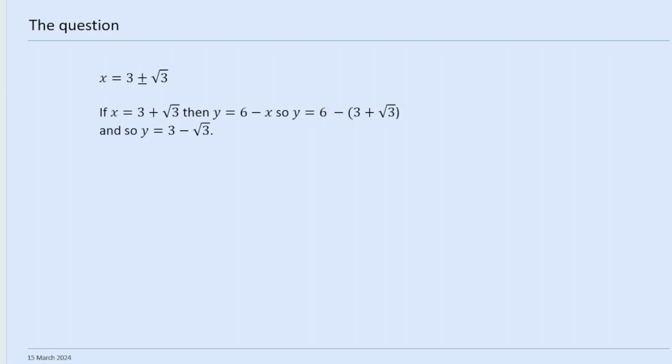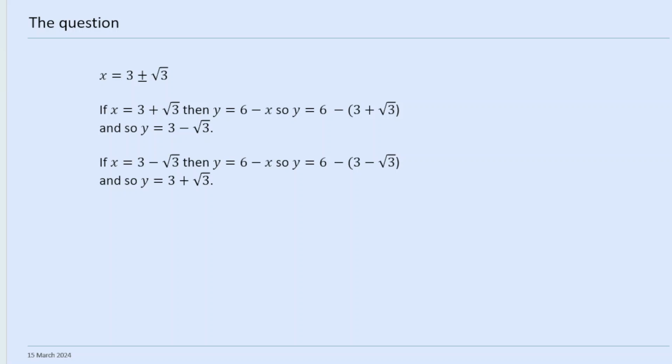So if x equals 3 plus root 3, then y equals 6 minus x, which is 6 minus 3 plus root 3, so y equals 3 minus root 3. If x equals 3 minus root 3, then y turns out to be 3 plus root 3. So the answer is 3 plus root 3 and 3 minus root 3 in either order, which is fine because the equations had that complete symmetry in the beginning, which is why the solutions come in symmetric pairs.